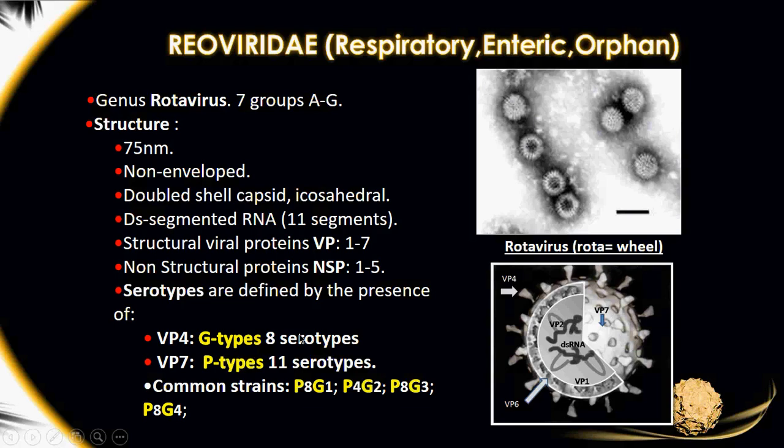That's why the virus is quite variable, and the common strains that cause human infections are known as P8G1, P4G2, P8G3, and P8G4. Try to remember these patterns because they can be used to design the vaccine for the rotavirus.